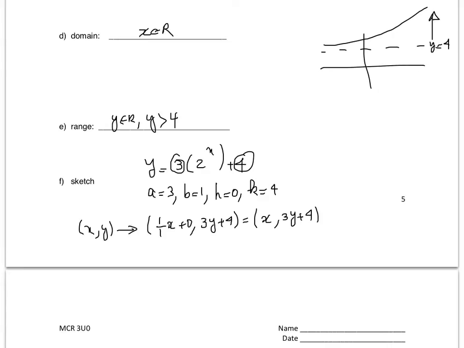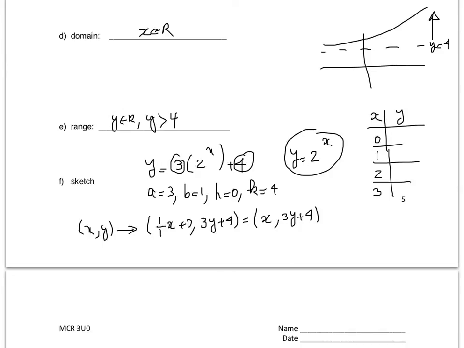Remember, the base function here is y is equal to 2 exponent x. So our base table of value xy, assuming we go with x 0, 1, 2, 3, becomes: when x is 0, we are looking at this function. When x is 0, 2 exponent 0 is 1. When x is 1, it becomes 2 exponent 1, which is 2. When x is 2, 2 exponent 2 is 4. When x is 3, 2 exponent 3 is 8.